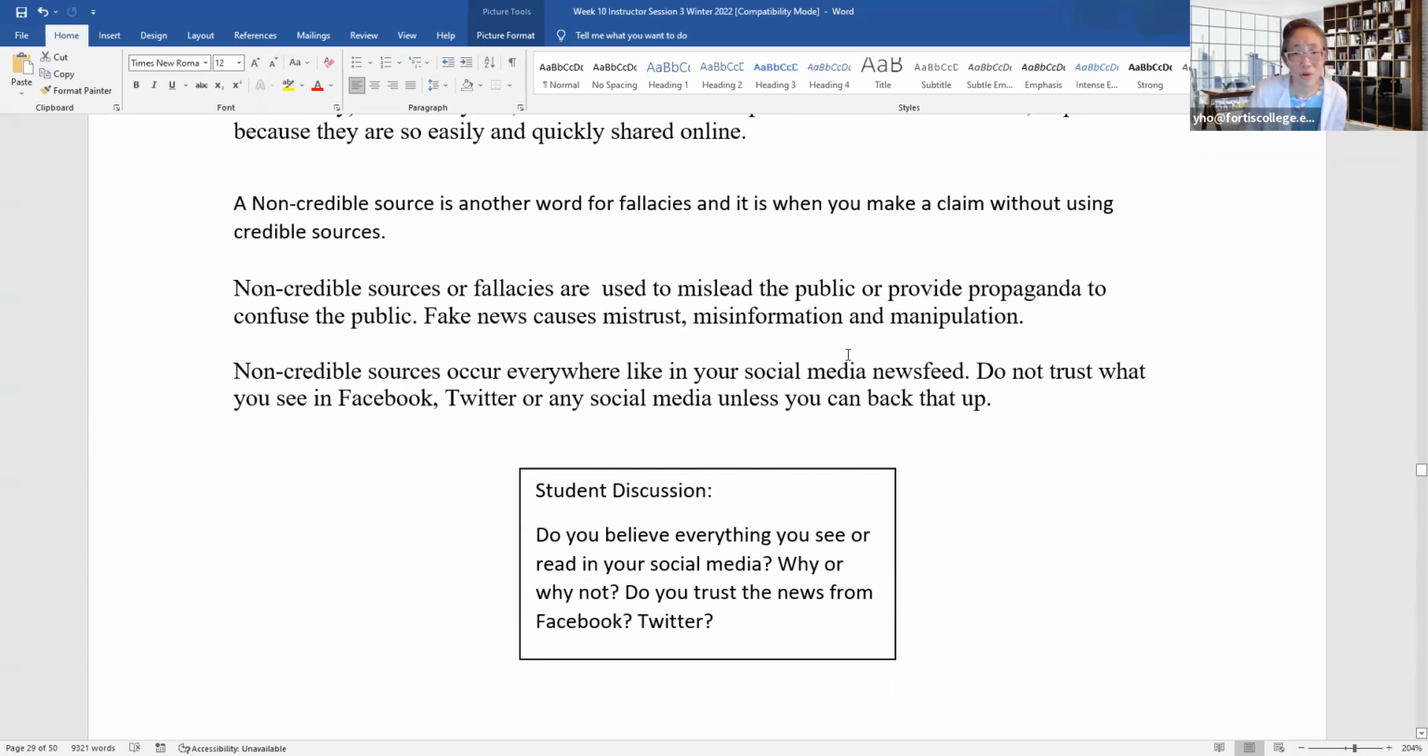Non-credible source is another word for fallacy. That is when you make a claim without using credible sources, or if you're missing one of the appeals, where it's only pathos, or it's lacking logos or lacking ethos. That's also a non-credible source.